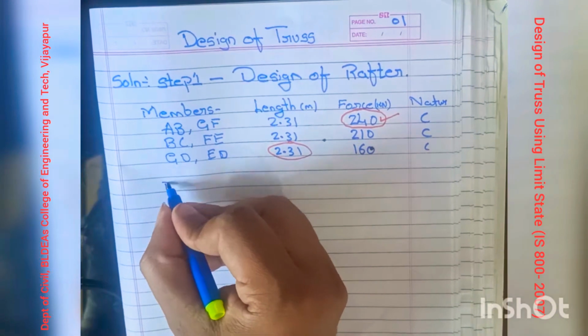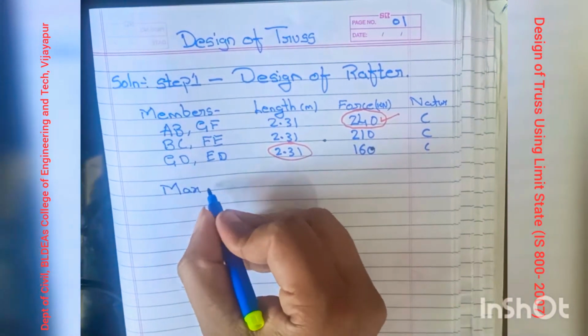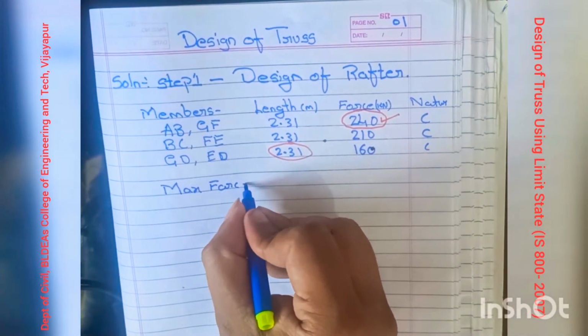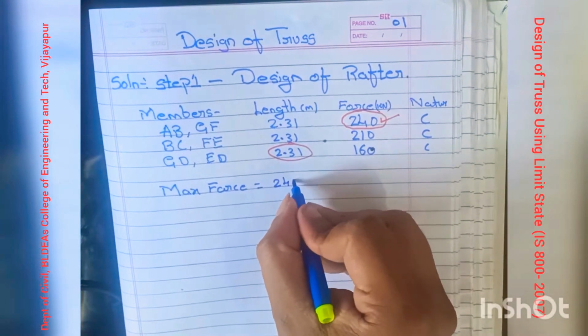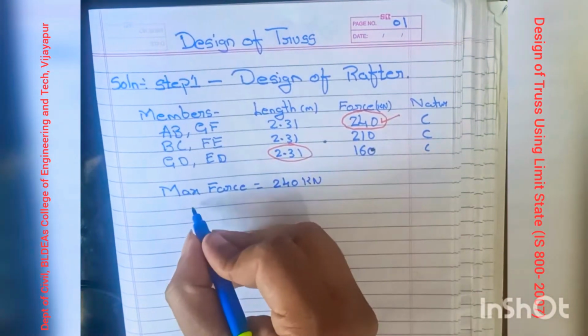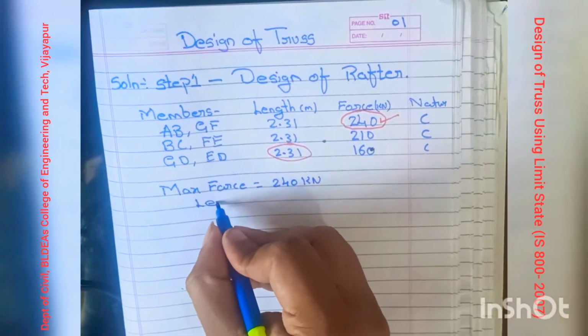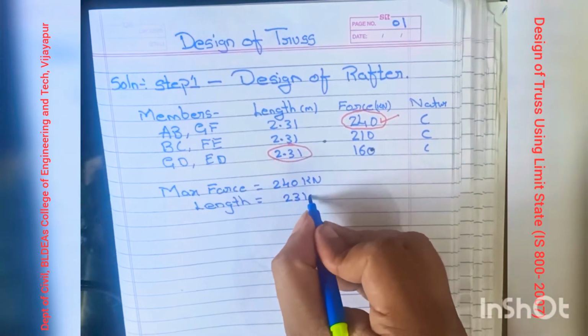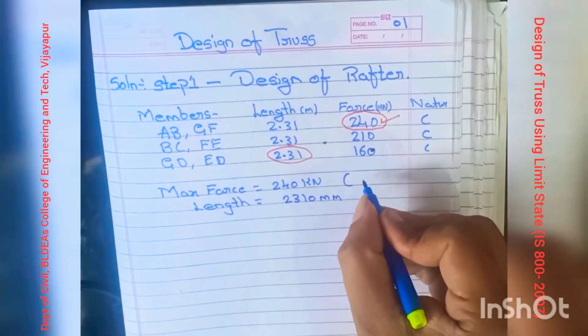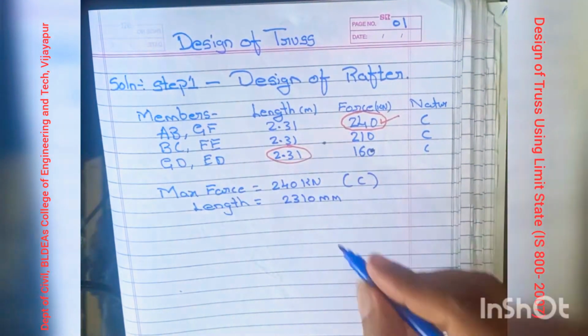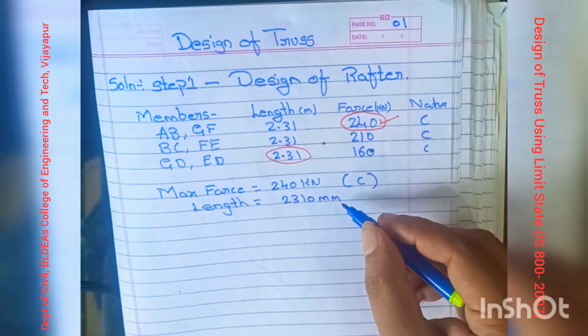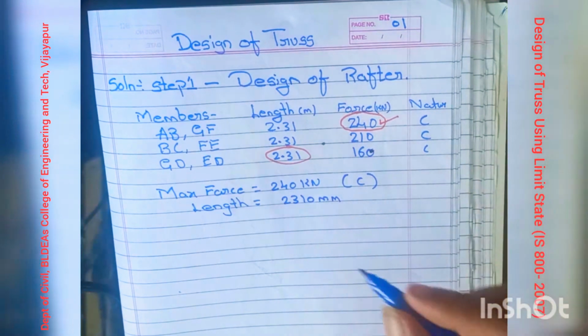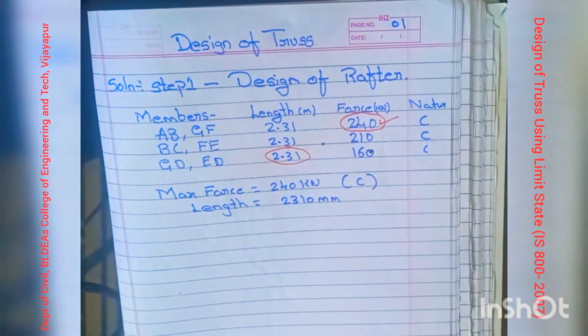So the maximum force, I will write it down here, 240 kilonewton, and length 2310 mm. So it is compression type of force. For this load and for this length, I have to design a rafter, or I have to design the top chord members.